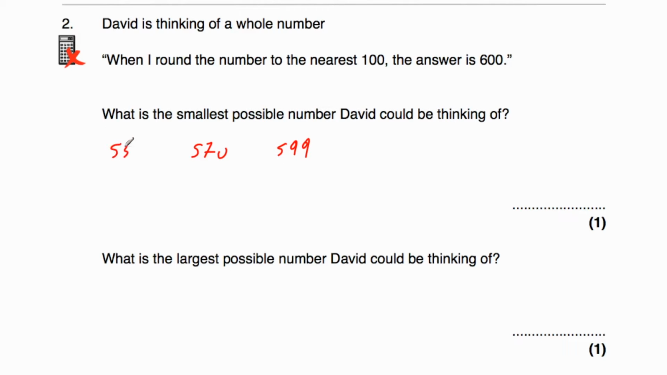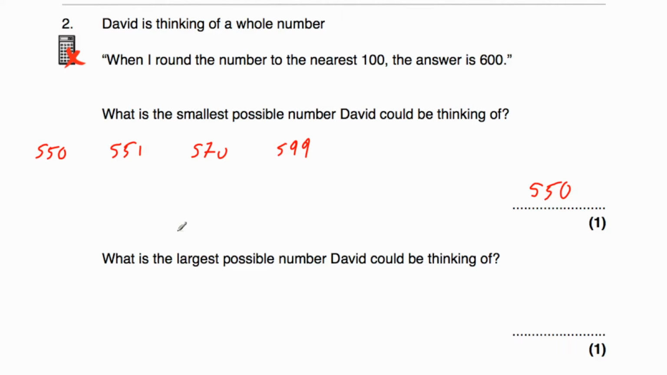It could even be 551, because if we had 551 and we rounded to the nearest 100, we would have 600 as our answer. It could even be 550. 550 would be the smallest possible number that he could think of, because 550 rounded to the nearest 100 would be 600. So the smallest possible number David could be thinking of would be 550.